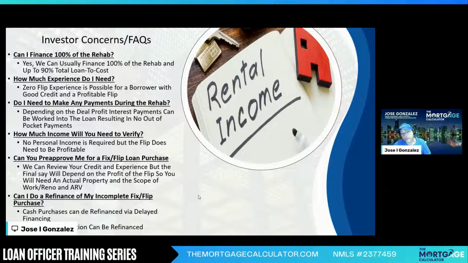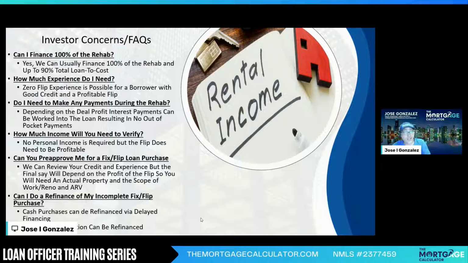Keep in mind also, if it's a zero profit or not enough profit in the flip, combined with zero flip experience, that could also result in a no-go. Do I need to make any payments during the rehab? Well, depending on the deal profit, like I mentioned, interest payments can be worked into the loan, resulting in no out-of-pocket payments. That's the interest reserve I discussed.